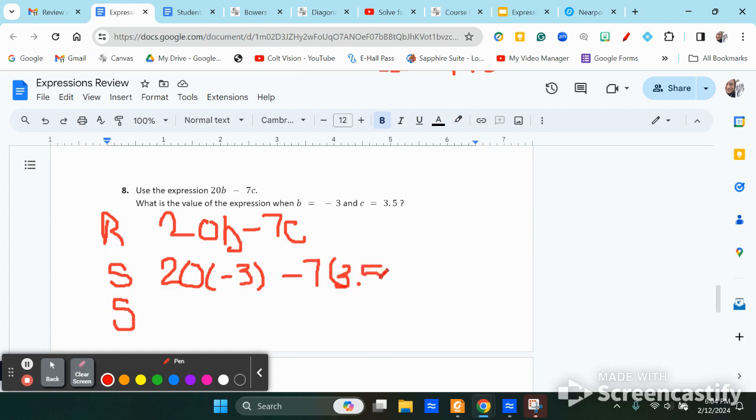Must have really liked 3.5 that day. And then the last step would be to do the math to get your answer. So you would calculate this, and then whatever your answer is as a single number, that would be the end. So that's how you evaluate. You just substitute in the values and do the calculation.